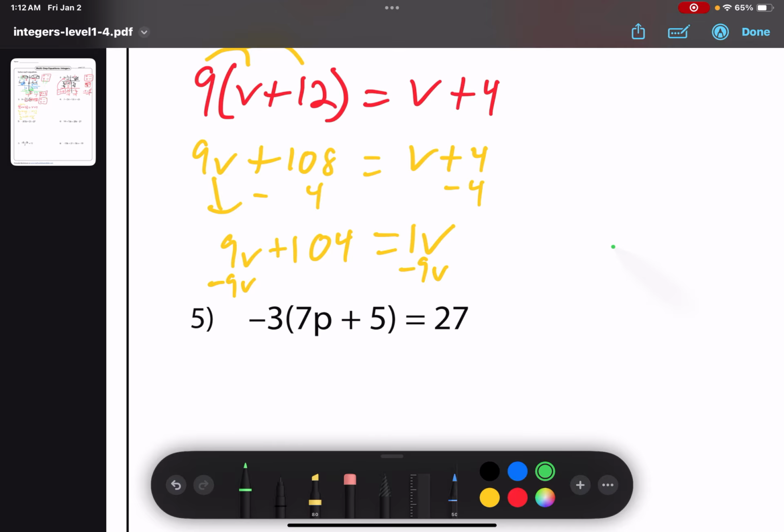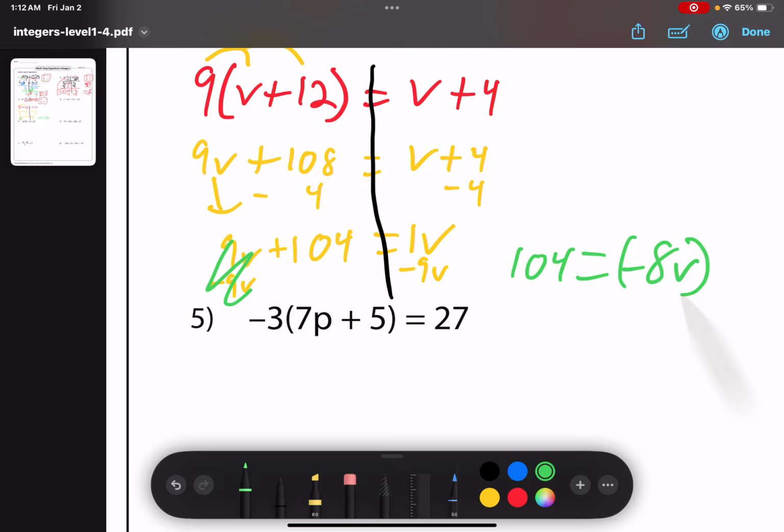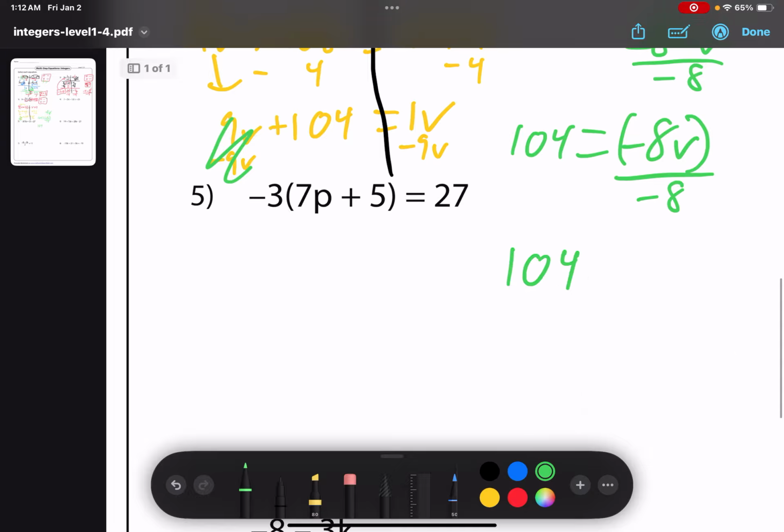Exactly. So now we're at negative 8v equals, no, we didn't put that line. There you go. This cancels out. 104 equals negative 8v. These are multiplying again. All of this, it's like saying this. So we're going to divide by a negative 8. So now we have 104. Remember, I'm a math teacher. I'm not a magician, so I still got to do some math.